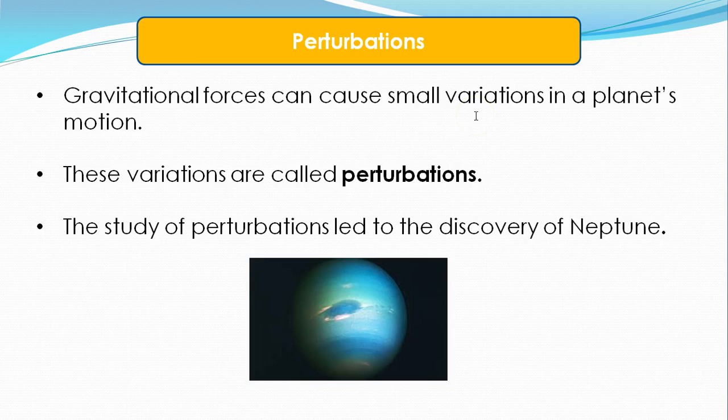This is because the sun is not the only object that's pulling on the planets in the solar system. Each planet is pulling on each other planet, and they're in constant battle with these forces. So these variations in a planet's motion or its orbit are called perturbations. The study of perturbations led to the discovery of Neptune.